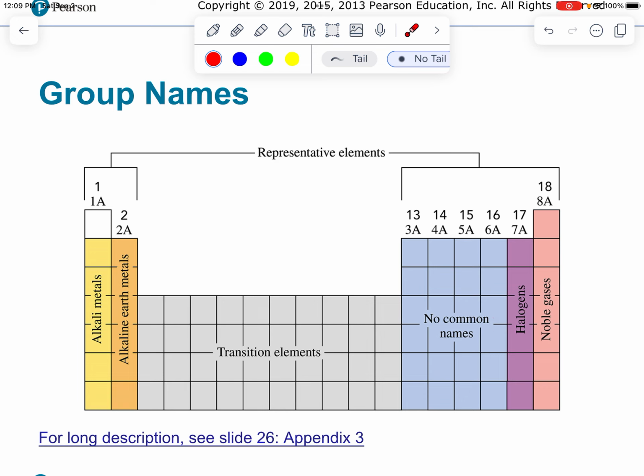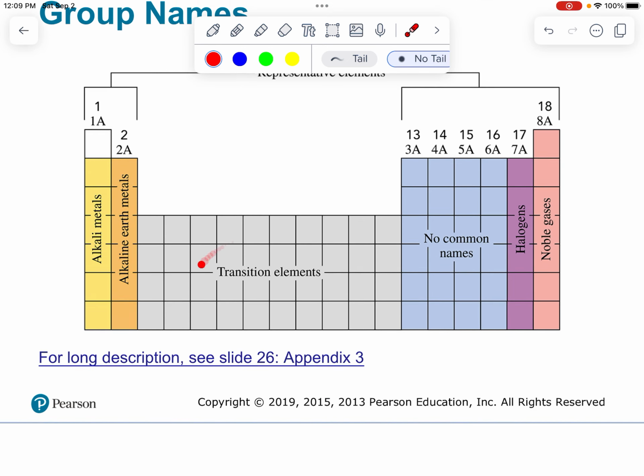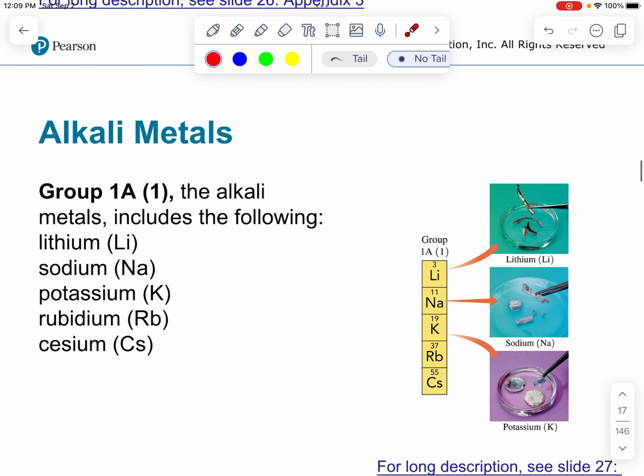No common names for these, but halogens are 7A, and then the noble gases are 8A. And this group in gray in the middle, those are collectively called transition elements. So the alkali metals are the elements in that first row, their first column, and they are very reactive.